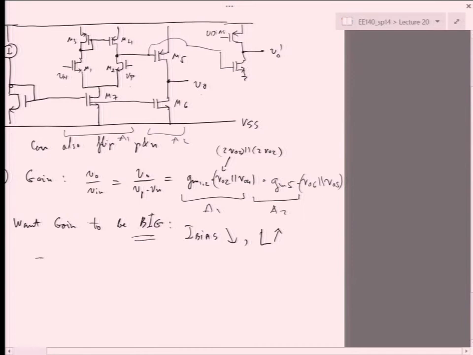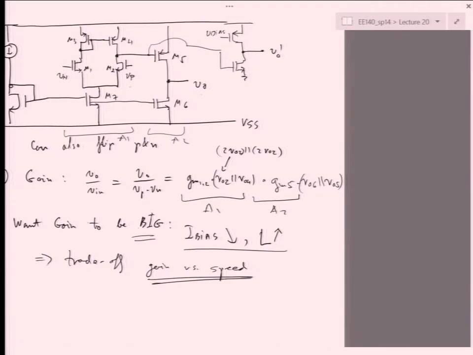Right. And again, both of these factors give us a trade-off, right? It's gain versus speed. Because we know with smaller current, transconductance drops, basically our GM over C is going to drop, so our speed is going to drop. And with L larger, I'm also going to have a slower device. But I'm going to have more gain.